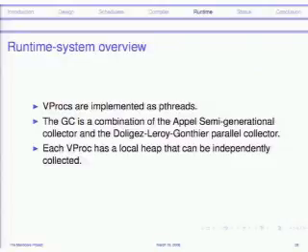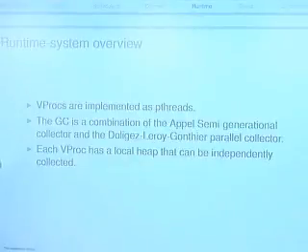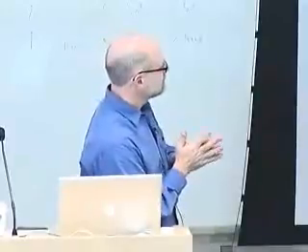So we're into the runtime. Okay, this is fairly straightforward. vprocs are pthreads. One of the things we've done throughout the runtime system design is try to maximize separation between different processors, and so the garbage collector is designed to only involve synchronization between processors when you're doing a global collection of the global heap, and we use the Doligez-Leroy-Gonthier collector to achieve that. And that's basically how we deal with the local heaps.